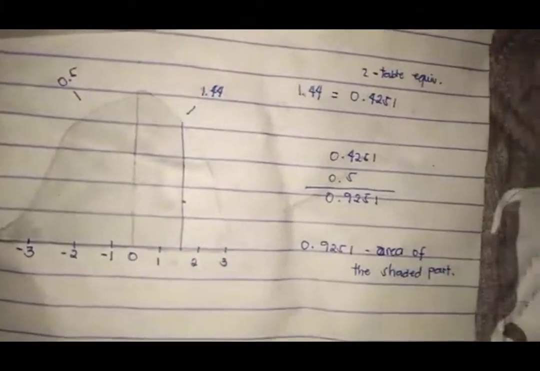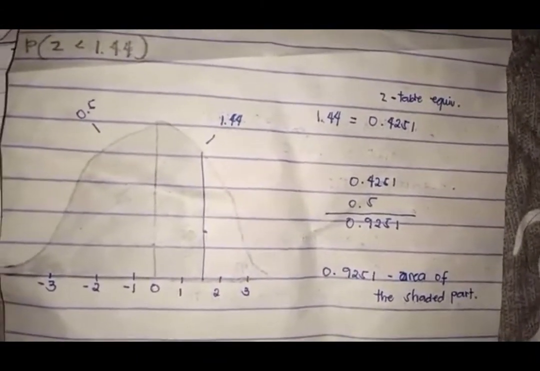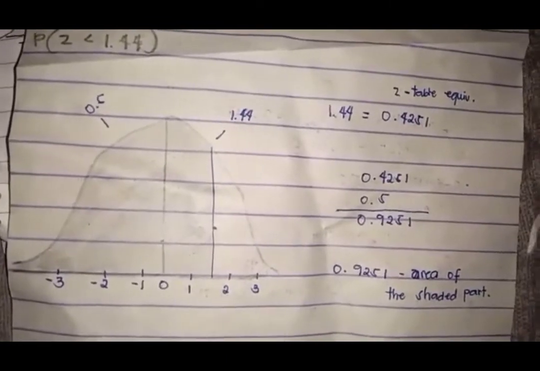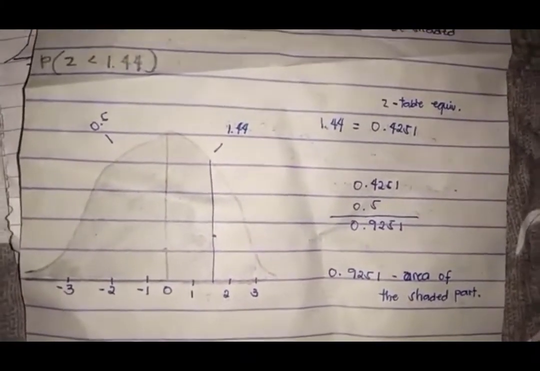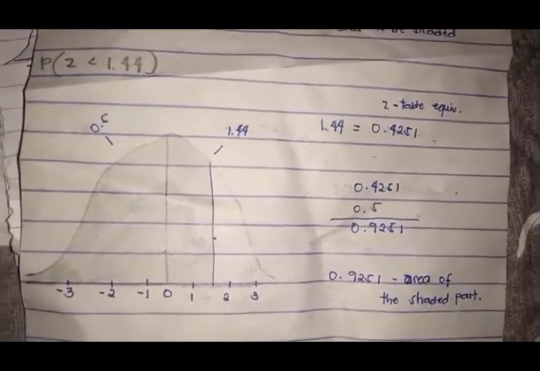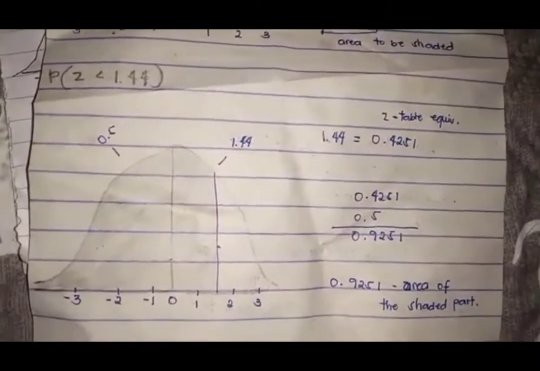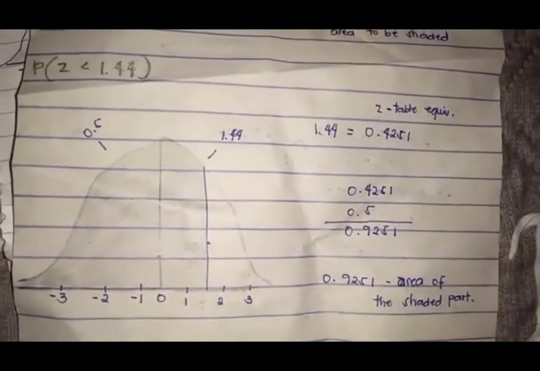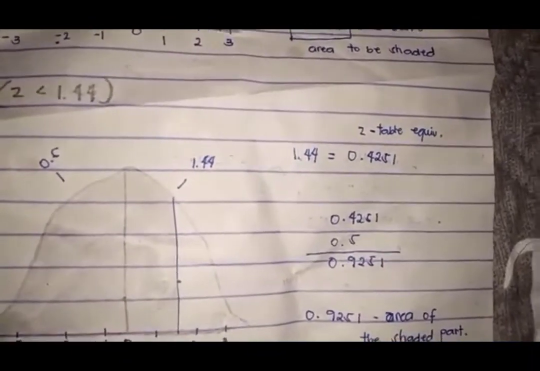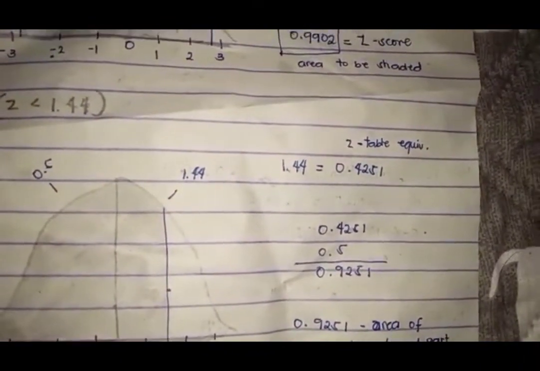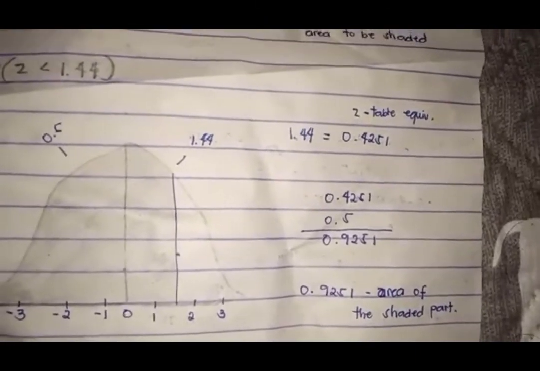So here, we will now locate or find the value of 1.44 in your z-table. So we will find it is 0.4251. Again, since the mean is included in the shaded region, and the area to the left of the mean is shaded, the area of 1.44 is to be added to 0.5. So 0.4251 plus 0.5 is equal to 0.9251. The 0.9251 is the area of the shaded part.